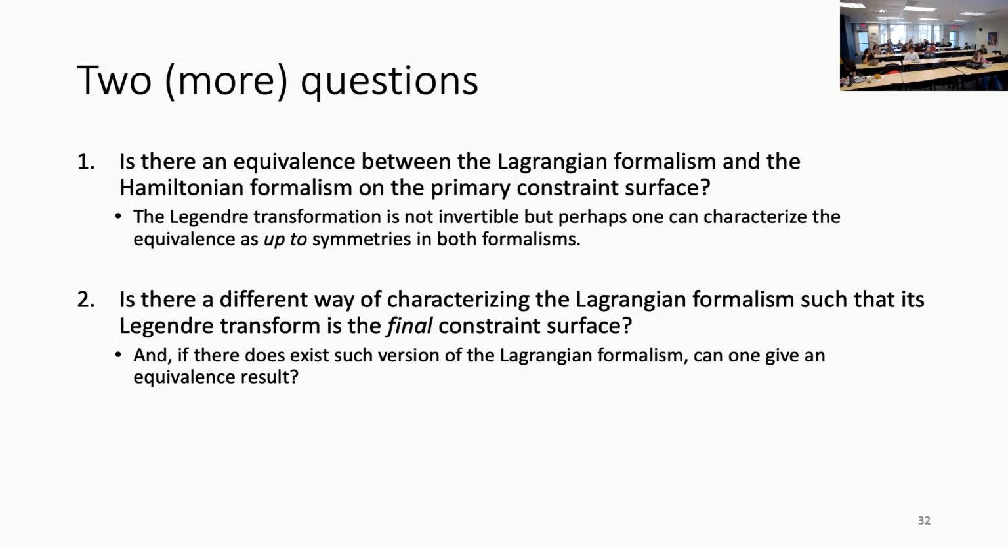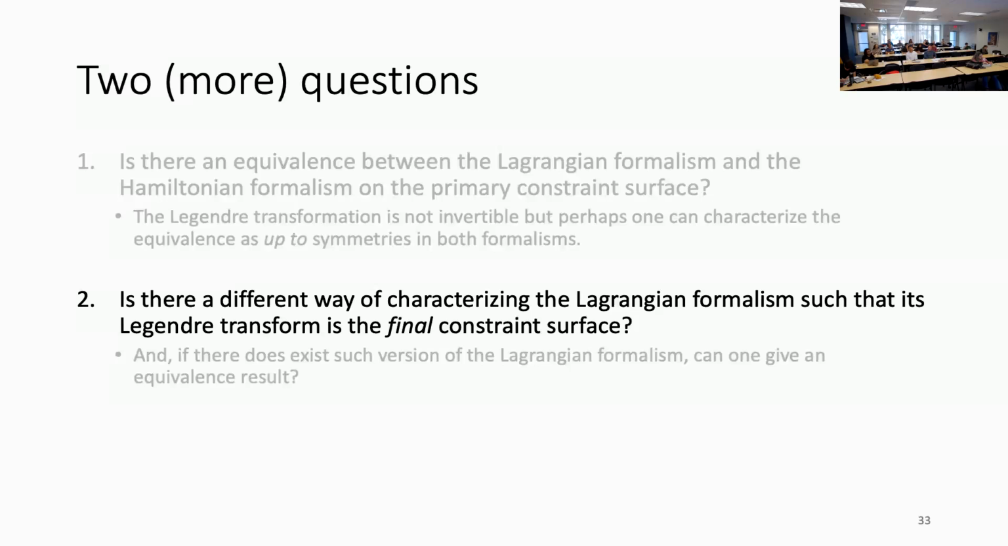And second, is there a different way of characterizing the Lagrangian formalism such that its Legendre transformation just is this final constraint surface? And similarly, if we can define such a version, can one give an equivalence result between this thing and the final constraint surface?